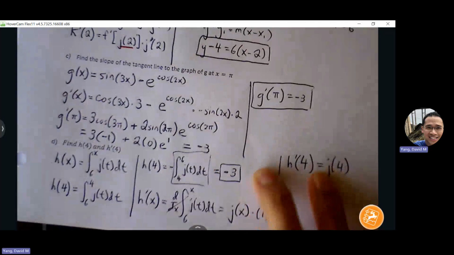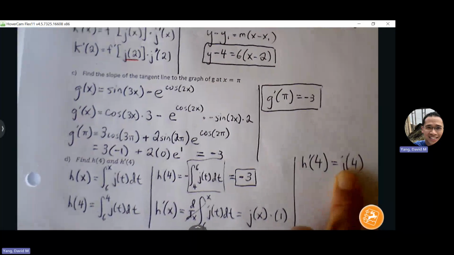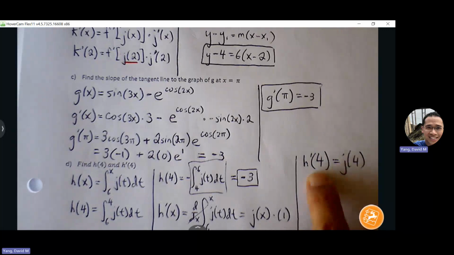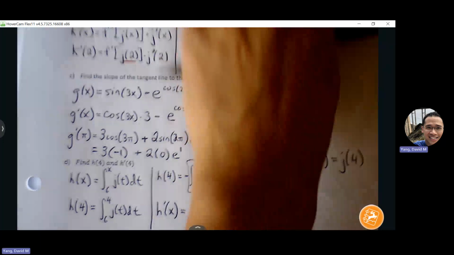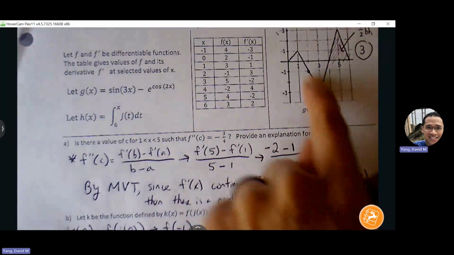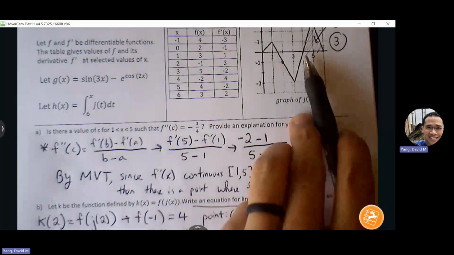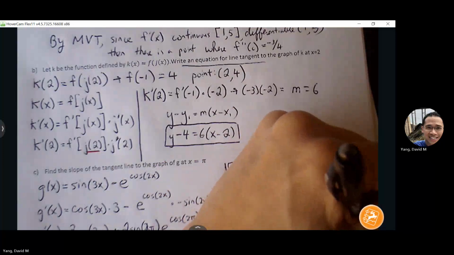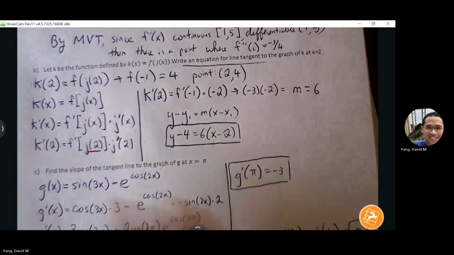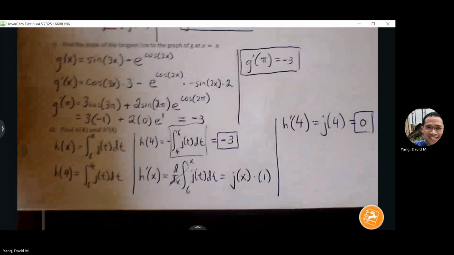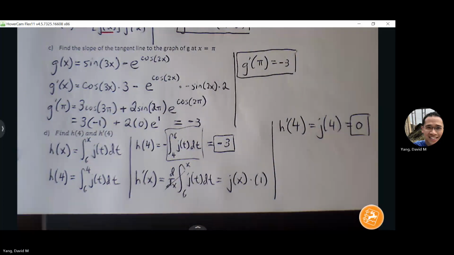So this tells us basically that the j graph is h prime, right? The j graph is the derivative of h. It's basically the h prime graph. So what's j of 4? So we look at j of 4. J of 4 is just equal to 0. Okay, next page.